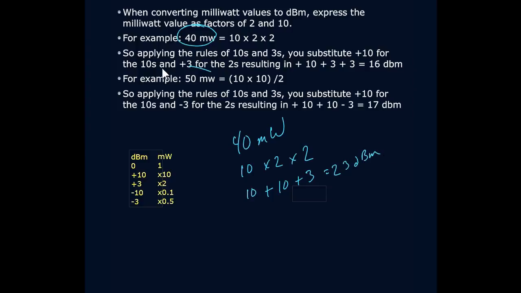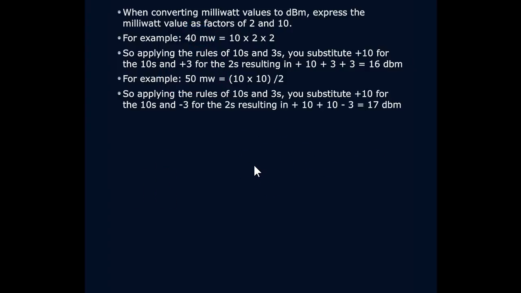Let's try bumping that up to 50. Okay, so 50 is a little tougher, isn't it? Because when we go to 50, we're going to have to say, all right, 50 milliwatts. So 10 times 2 is 20, times 2 is 40, times 2 is 80. Oh, man, I shot the moon. That's no good for me.